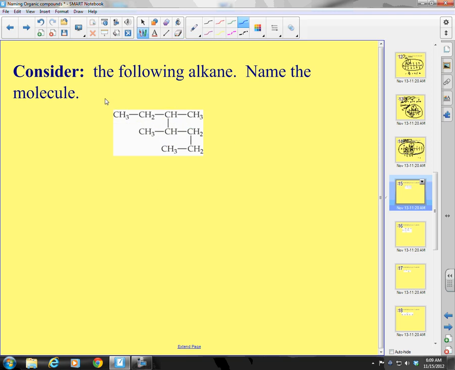I can't backtrack. What if I went this way. I'm going to come down here. Gonna come down here. That is 1, 2, 3, 4, 5, 6, 7. So I have 7 carbons. That would be my longest chain.